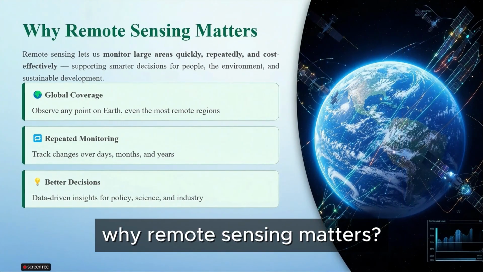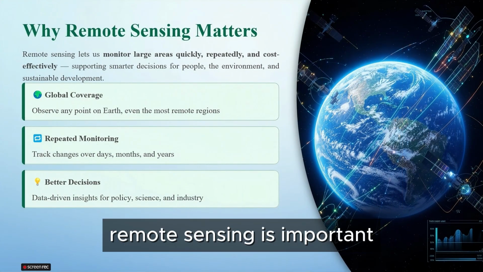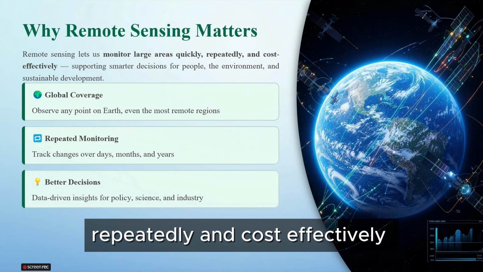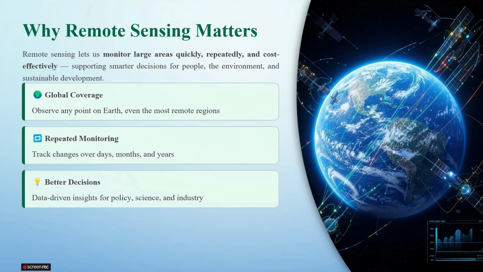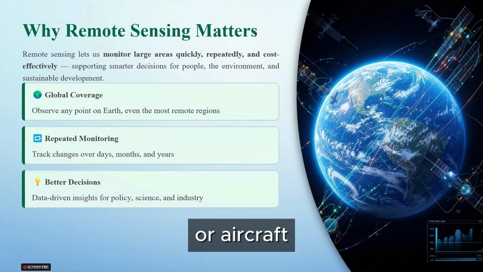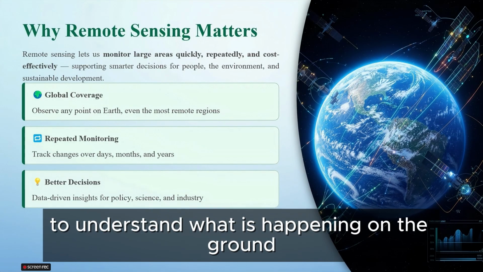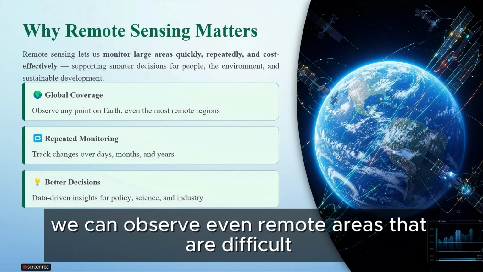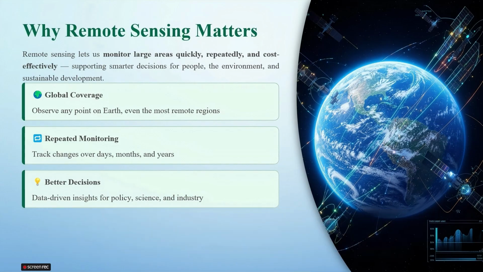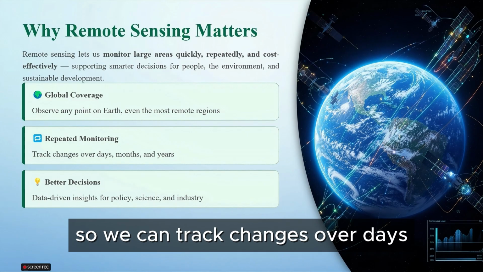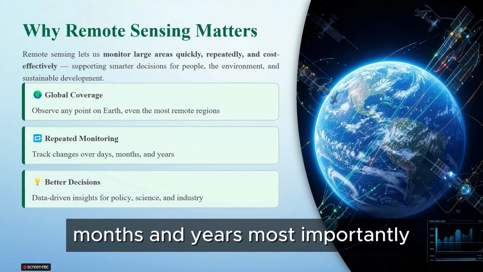Why remote sensing matters. Remote sensing is important because it helps us monitor large areas quickly, repeatedly, and cost effectively. Instead of visiting every location physically, we can use satellites, drones, or aircraft to understand what is happening on the ground. It gives us global coverage, meaning we can observe even remote areas that are difficult to access. It also allows repeated monitoring so we can track changes over days, months, and years.